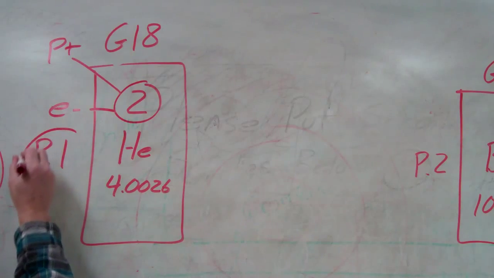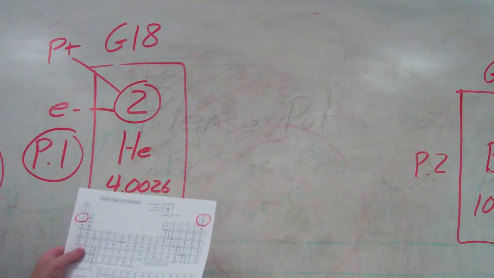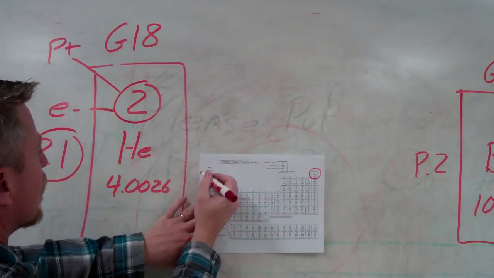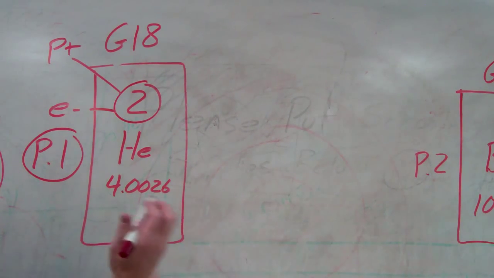What does the period tell me? What will the period tell me? The neutron? Nope. This number on the left. What row it's in? It would tell you how many electrons? No. Okay, if we look here, we're talking about going left to right. It's going to tell me the number of energy rings.